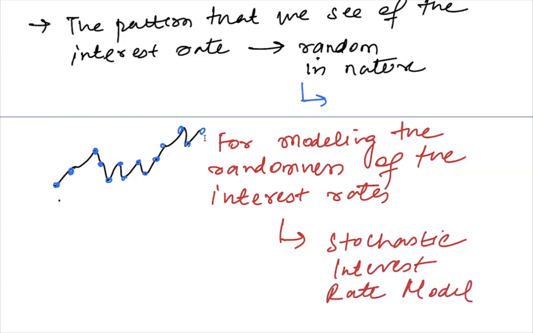So this is the theoretical piece, why we are even looking into stochastic models. The interest rates are completely random in nature, and to model the randomness we need certain interest rate models, and that's why we are looking at stochastic interest rate models.